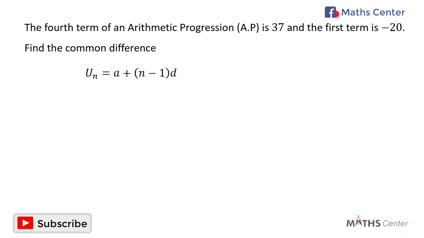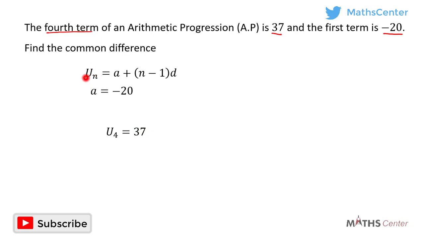Here the question tells us that the first term is negative 20. So it means that a is equal to negative 20. And it also says that the fourth term is 37. So it means that u4 is equal to 37. We can find u4 from the formula.